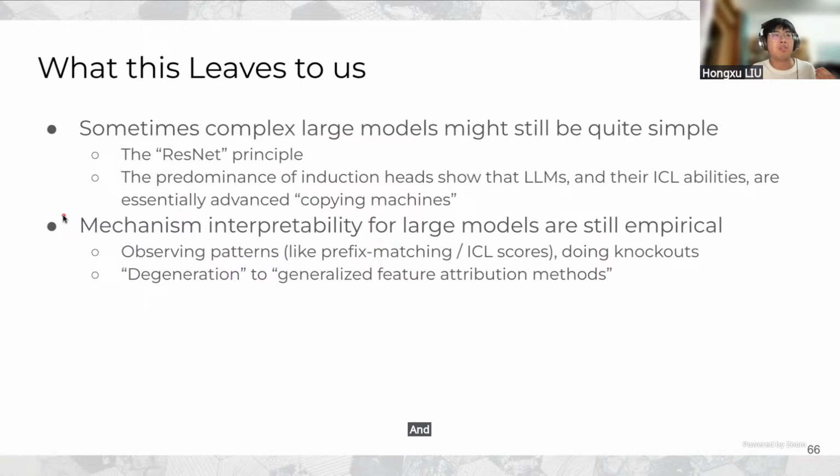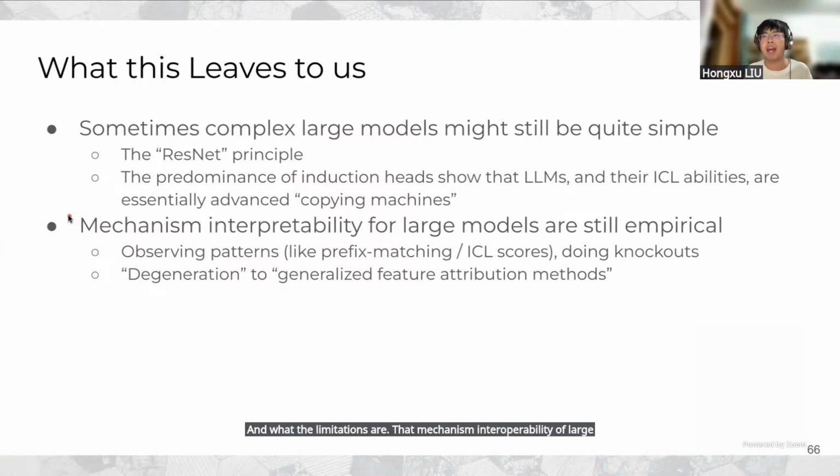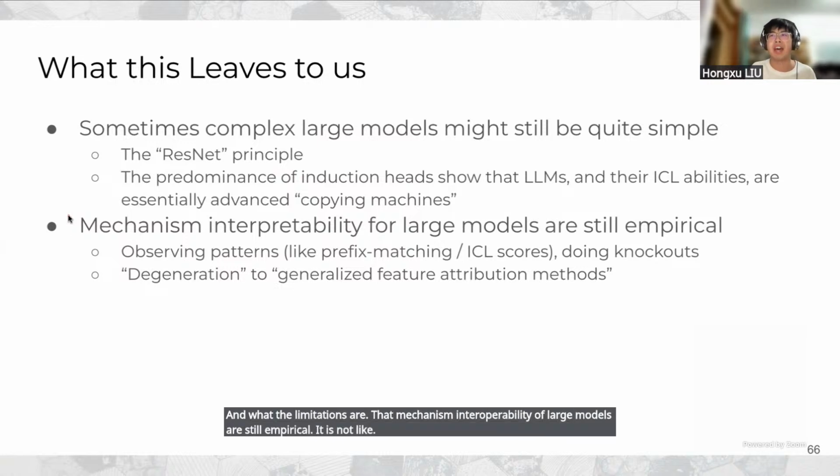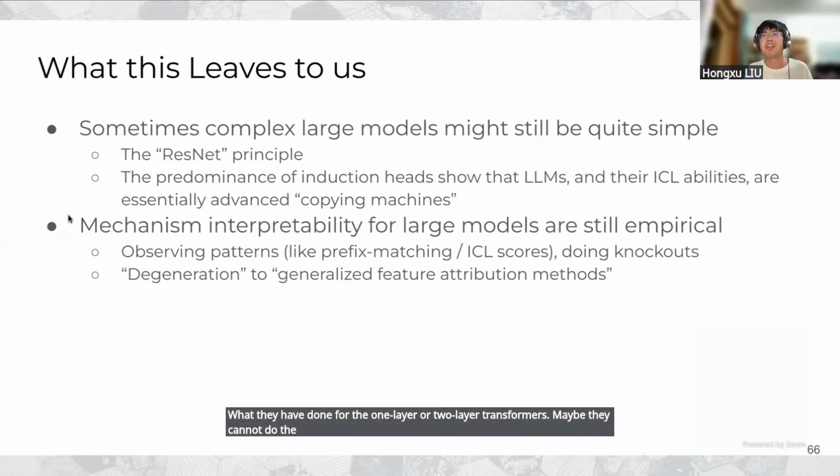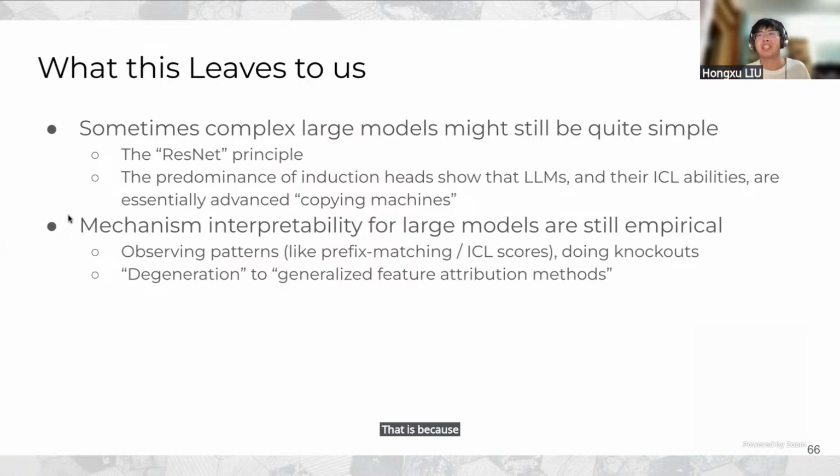And what the limitations are is that mechanistic interpretability of large models is still empirical. It is not like what they have done for the 1-layer or 2-layer transformers. Maybe they cannot do the mathematical reductions. That is because it is exponentially complex.